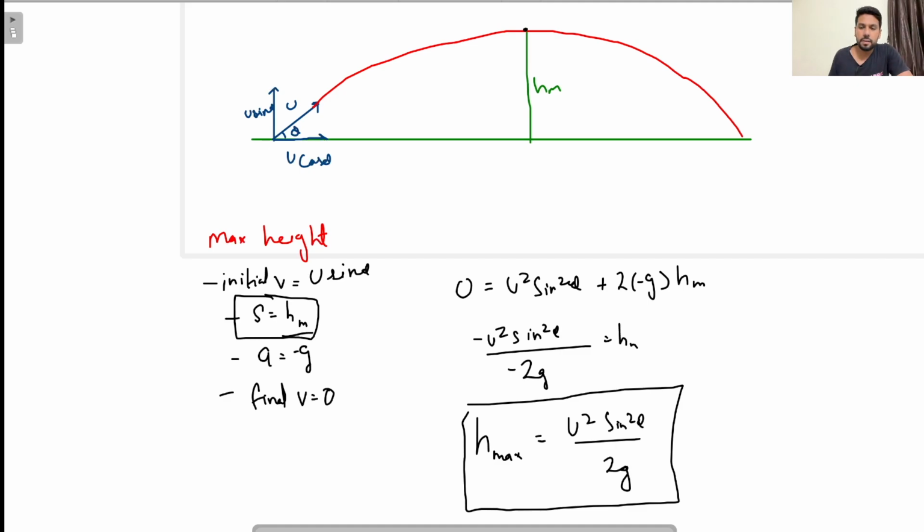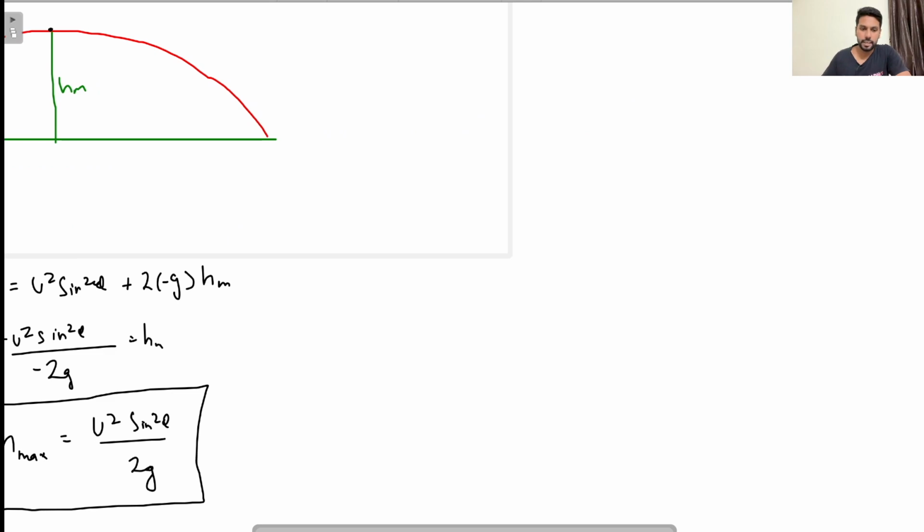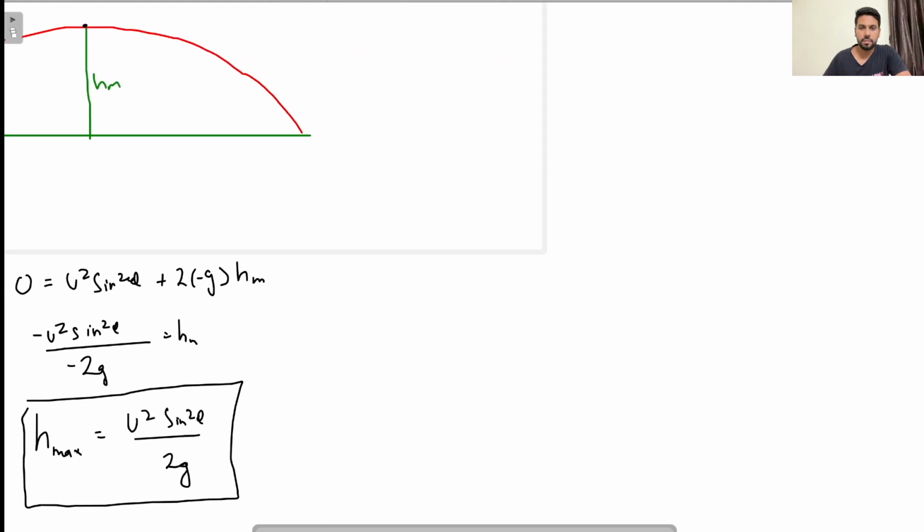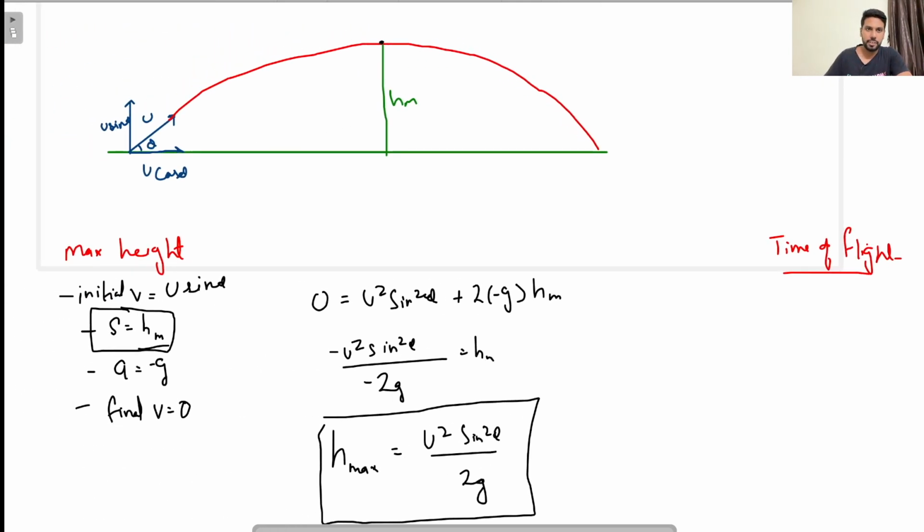Now let me find out the time of flight. We call it time of flight. Time of flight means how long it has been in the air. That's my time of flight. So look here, students, it started its journey at this point, it went on top and it finished its journey here. So how long has it been in the air? That's called time of flight.